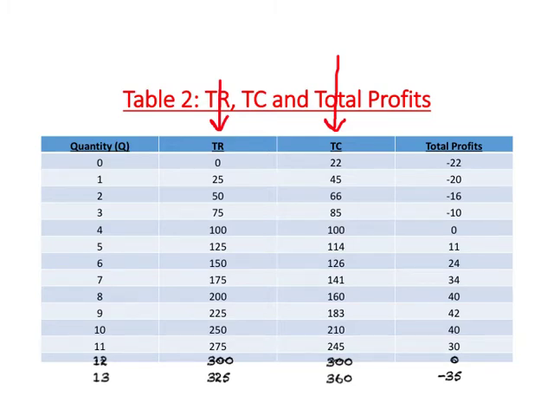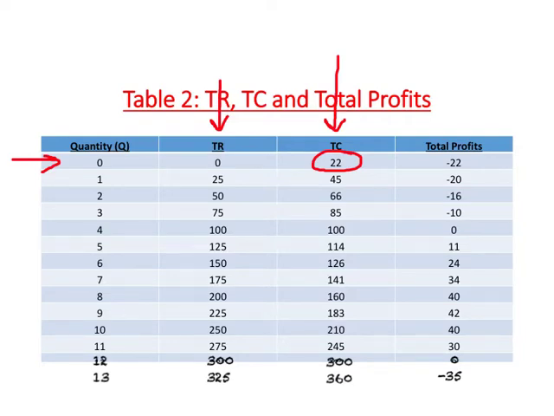Now note the total costs given here. When the firm produces nothing, it still costs the firm $22. When the firm produces nothing and it costs the firm $22, this must represent the fixed cost. And fixed cost happens only in the short run, so what we are looking at is a short run phenomenon.